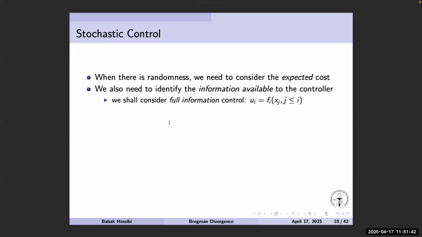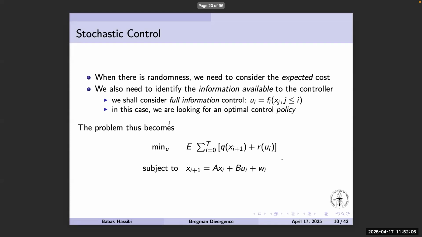And in this talk, for simplicity, I'll assume the information available at time i to the controller is the current and past states. Okay, so it's called full information. There are other cases I can look at too, but for this talk, I'm going to restrict myself. So the controller can be a function of current and past states. It's not clairvoyant. It cannot see the future. And so we're looking for an optimal policy now, which is how we choose u as a function of states.